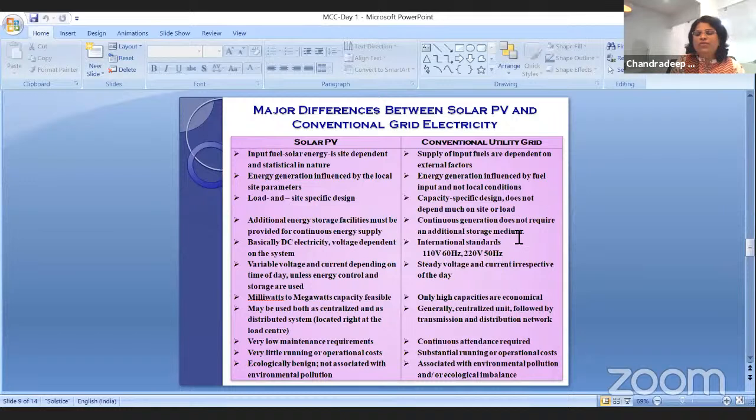But in case of conventional, in case of coal power plant, you do not need the battery, because in the grid, the electricity is present for 24 hours. You can use it any time.